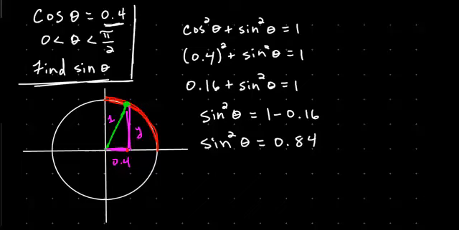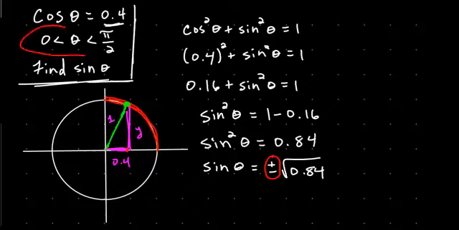Yep, that's got it. So I know that the sine of theta equals, take the square root, so I get plus or minus the square root of 0.84. So the question is, is it plus or minus? And so that's where this information there comes into play. That telling me that it's between 0 and pi over 2 tells me that I have a positive y there. So I get sine of theta equals the positive square root of 0.84.